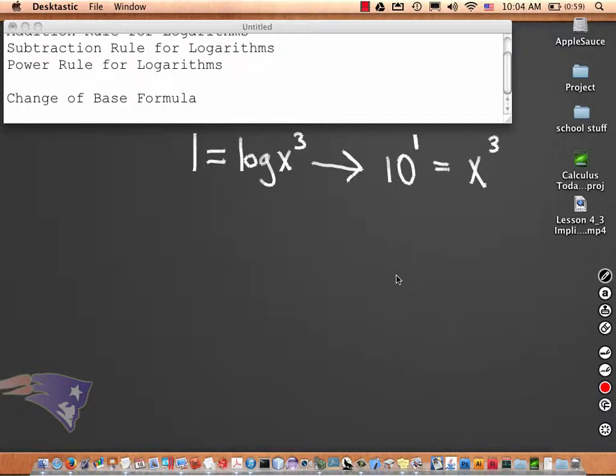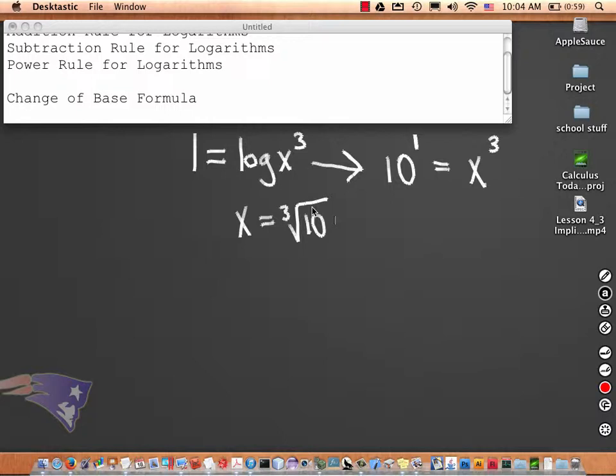Then you just need to cube root. Yeah. So x equals the cubed root of 10. So you set your base equal to your argument. You set the base to the power on the other side, because remember, the logarithm is nothing more than a power, right? Yeah.